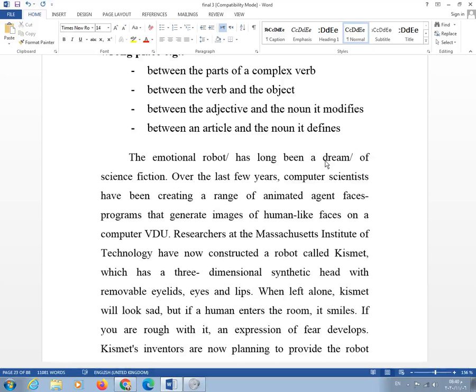Okay, now over the last five years, there's a comma, which immediately gives me the idea that I should put a slash here. Over the last few years, okay, computer scientists have been creating a range of animated faces programs that generate images of human-like faces on a computer VDU. Okay, let's see this one, you need to divide it, it's a bit harder.